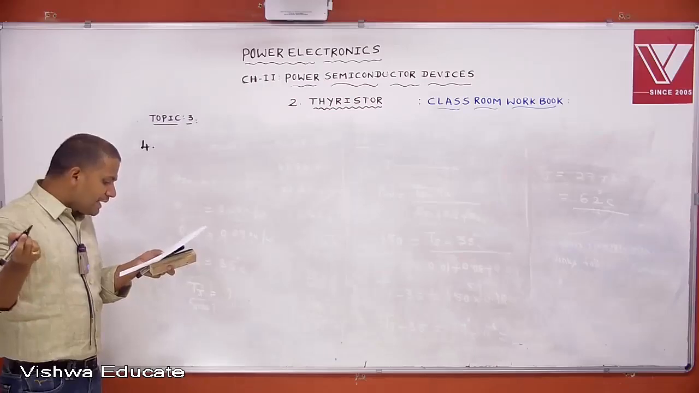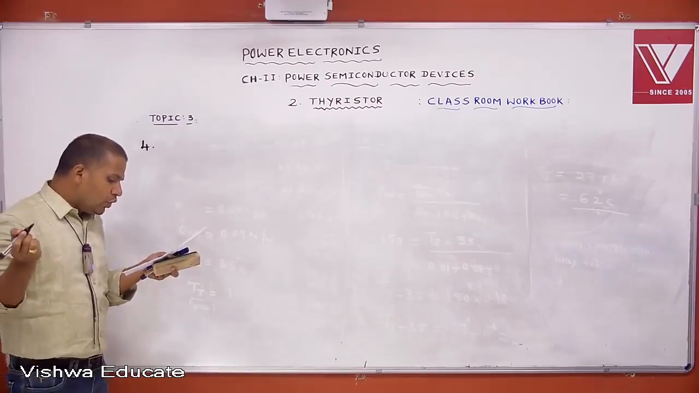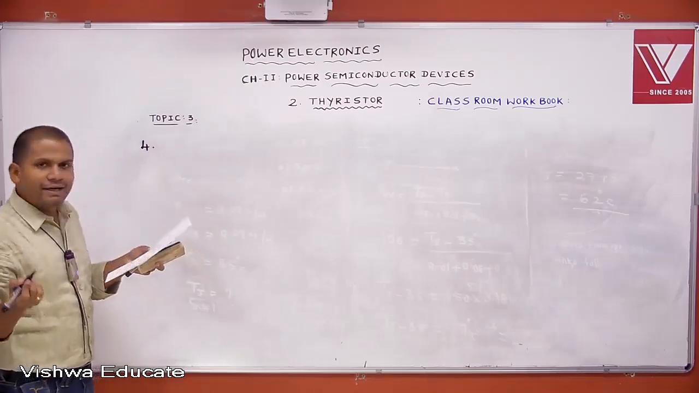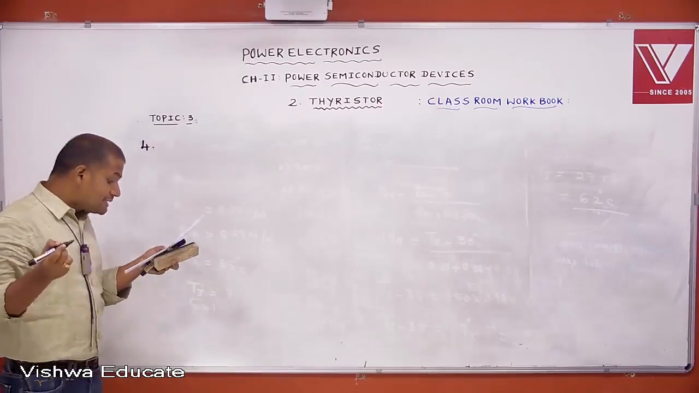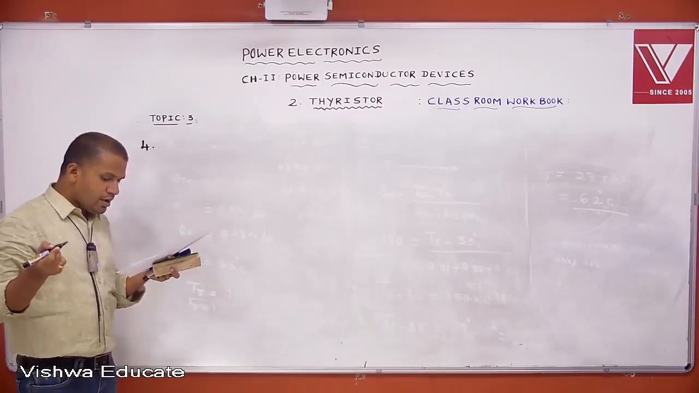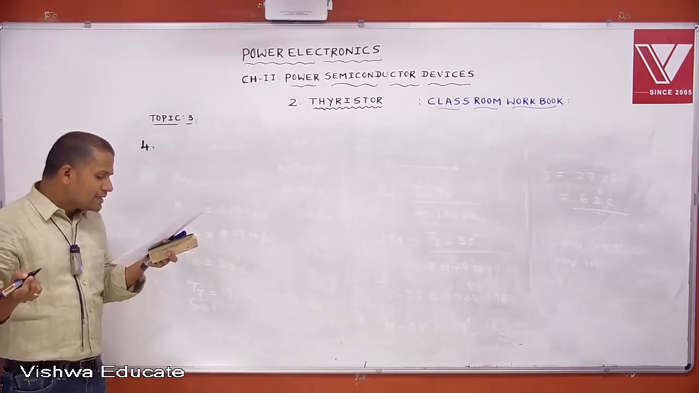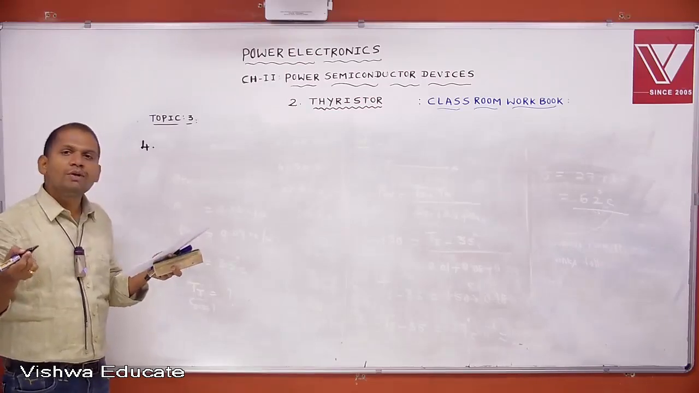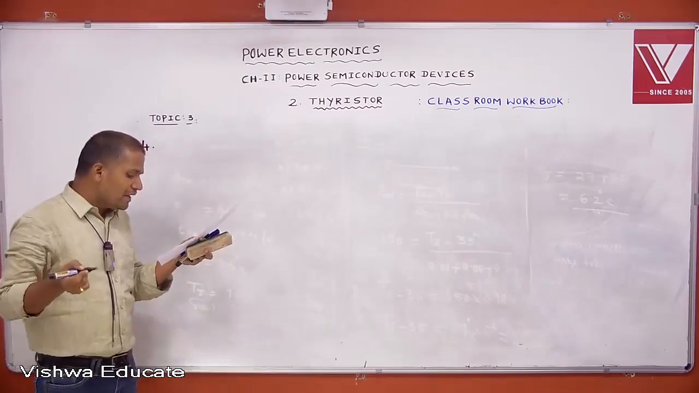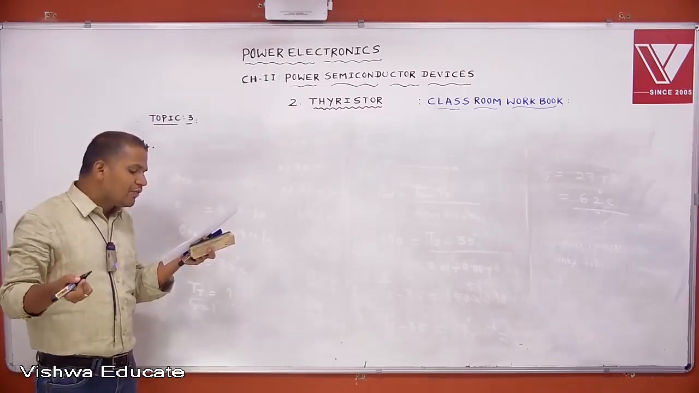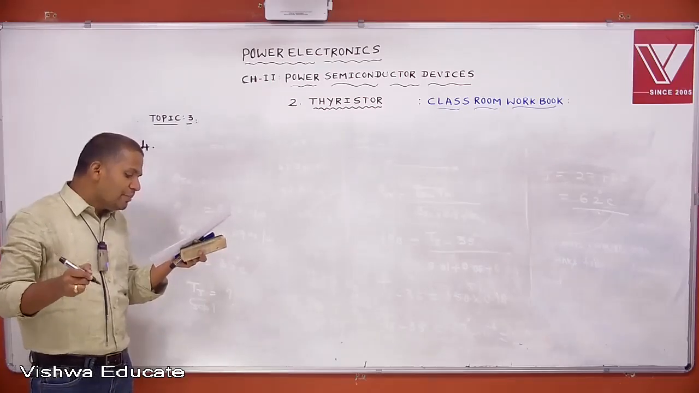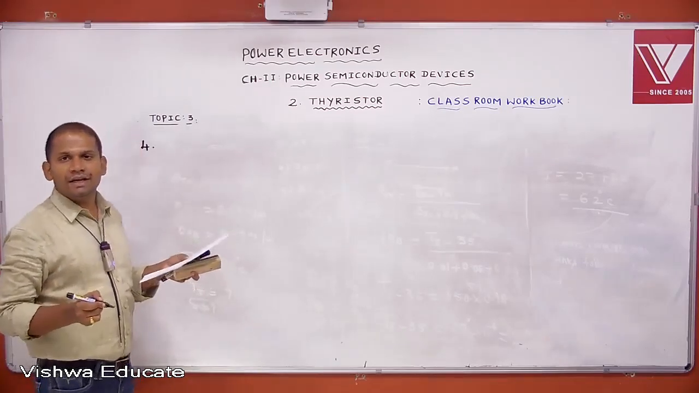A thyristor is rated to carry full load current with an allowable case temperature of 100 degrees centigrade for maximum allowable junction temperature of 125 degrees centigrade, and thermal resistance between case and ambient as 0.5 degrees centigrade per watt. Find the sink temperature for an ambient temperature of 40 degrees centigrade. Take thermal resistance between sink and ambient as 0.4 degrees centigrade per watt.